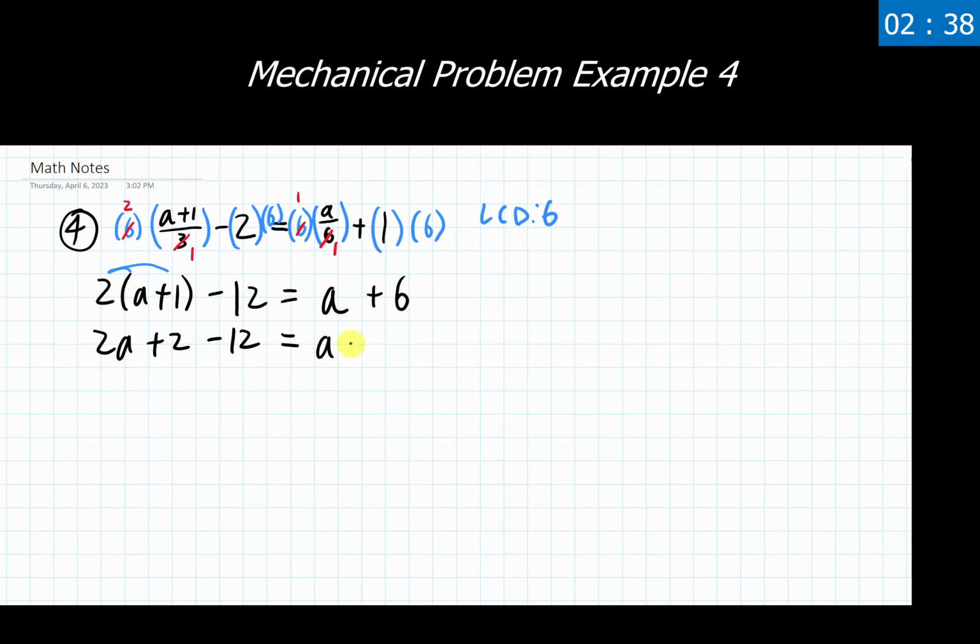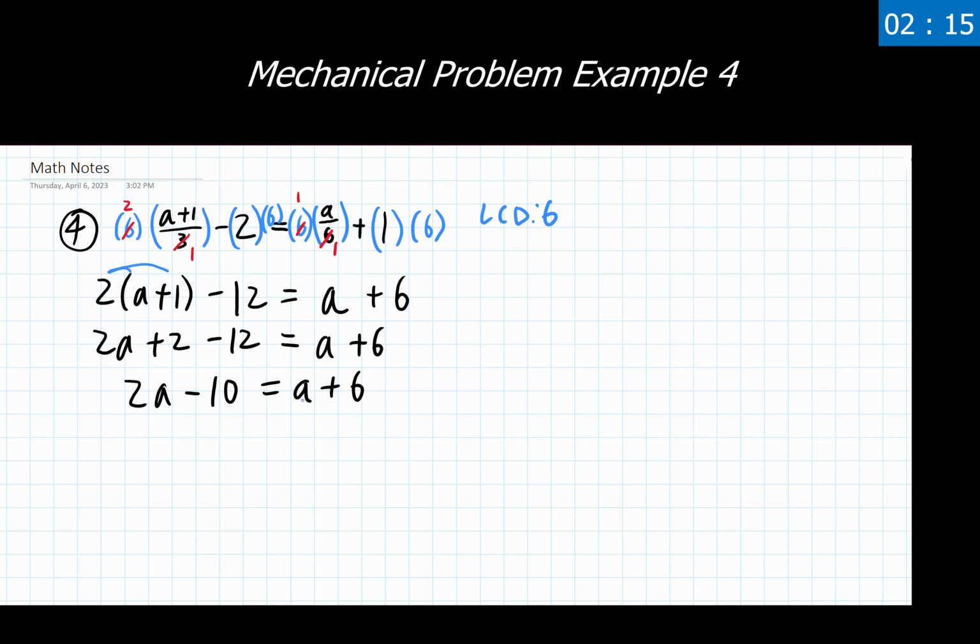Nothing's happening to the other side, which is fine. We're just going to bring it down exactly as it is. I can further simplify the left side by having this positive 2 and this minus 12 combined together. That's going to give me 2a minus 10 is equal to a, whoops, should be a. There it is. A plus 6.